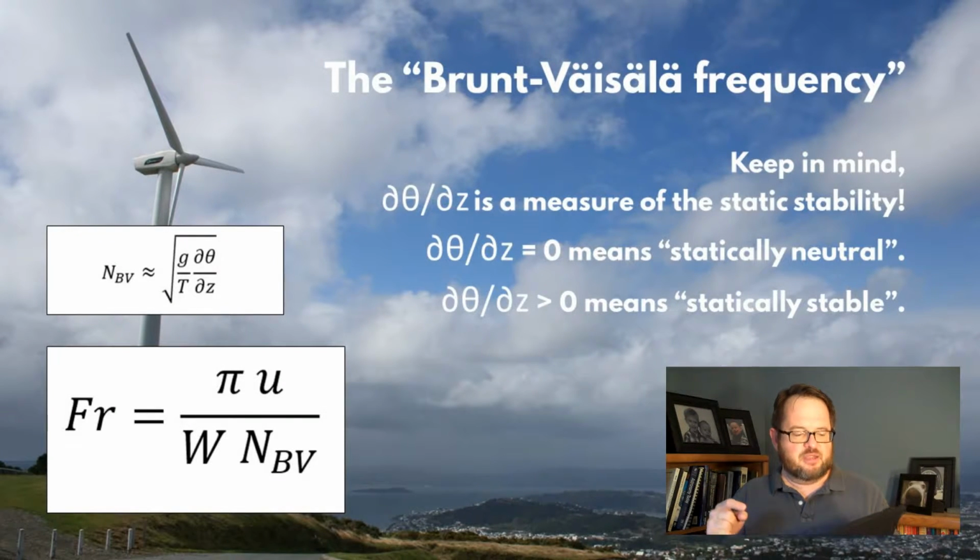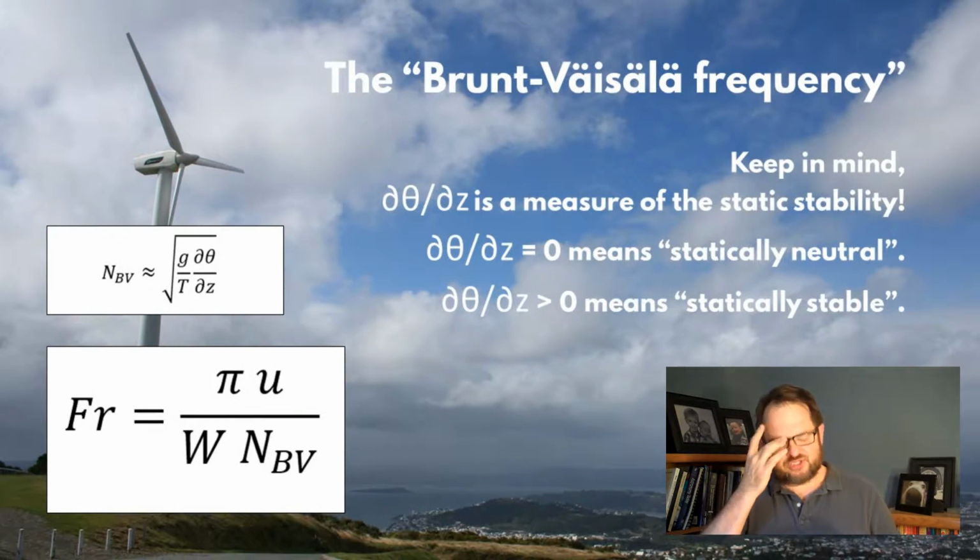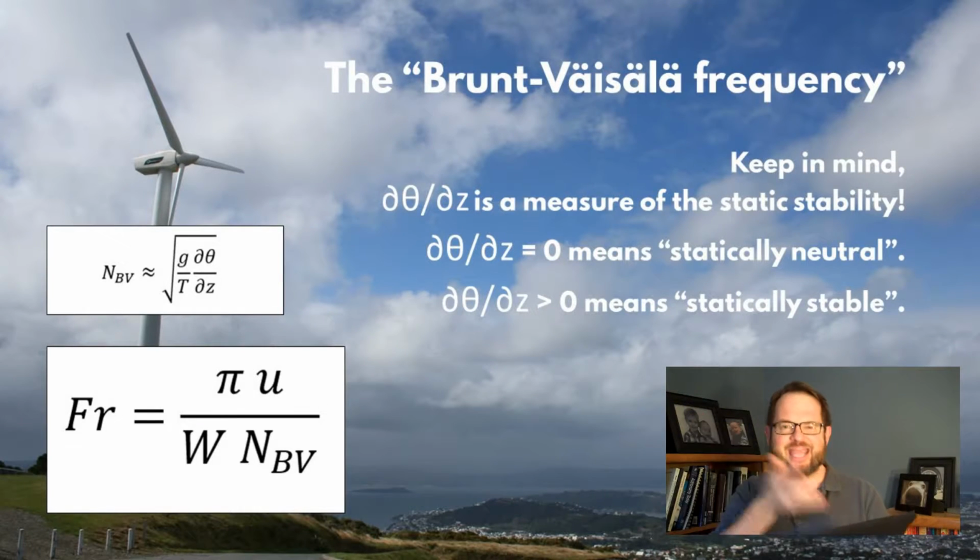Okay? I mean, change in potential temperature with respect to height, remember, if it was equal to 0, the atmosphere was statically neutral, and the bigger that number got, the more and more statically stable the atmosphere was. Okay, so basically I can see, I hate remembering all that stuff.